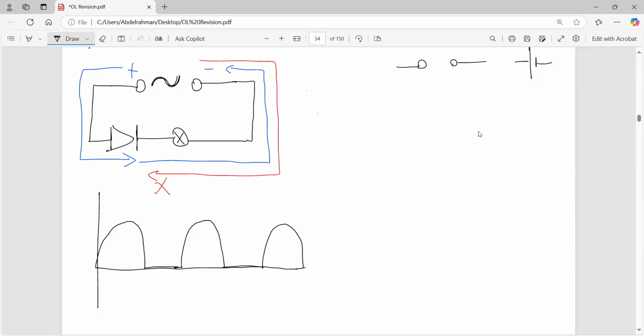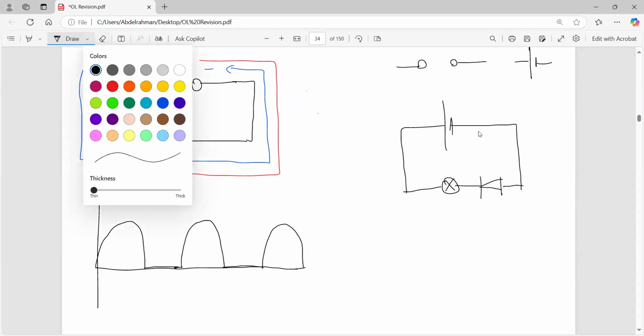But what happens if I have a battery, and I have a lamp and a diode, but the diode is in this direction? For example, I have the diode and I have the lamp. Will this lamp ever be on? No, it will always be off.